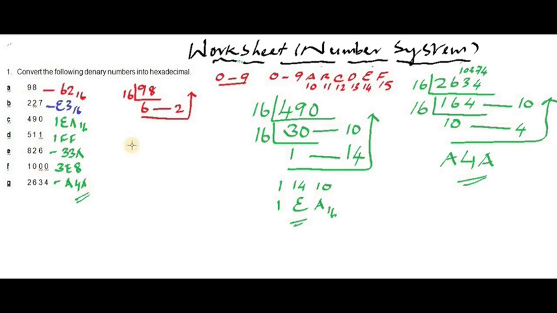Students, in case if you feel dividing by 16 is a bit difficult, what you can do is first convert the decimal number to a binary number, then that binary number you can convert to the hexadecimal number. It's a lengthy process, but still you can get the correct answer. How to do that, let us see the first one. First, you have to convert this decimal number to the binary number.